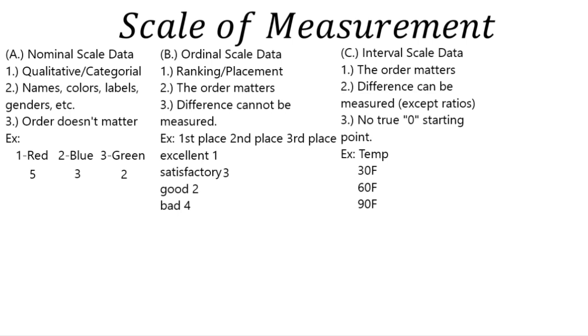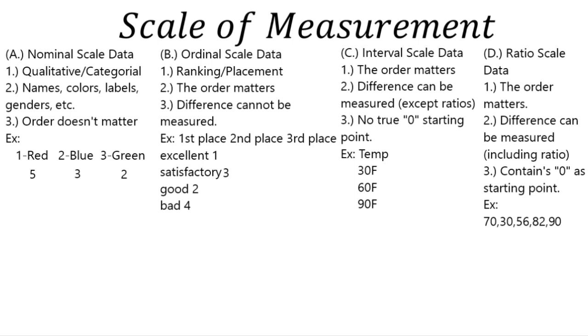The example here is going to be temperature. In temperature, we can have 30 degrees Fahrenheit, 60 degrees Fahrenheit, 90 degrees Fahrenheit. As we can see, the order matters here, but we cannot take the ratios of the differences, and it does not have a zero starting point.